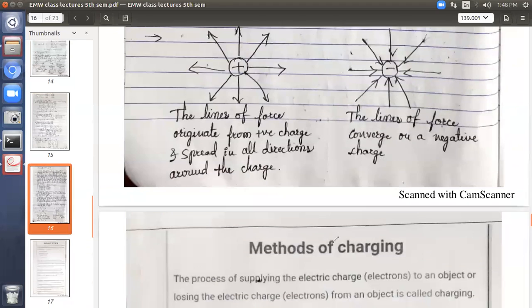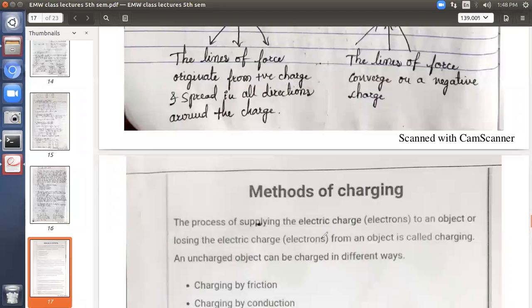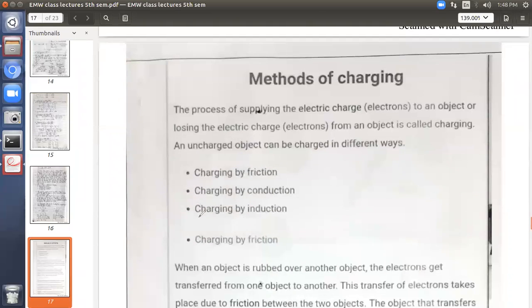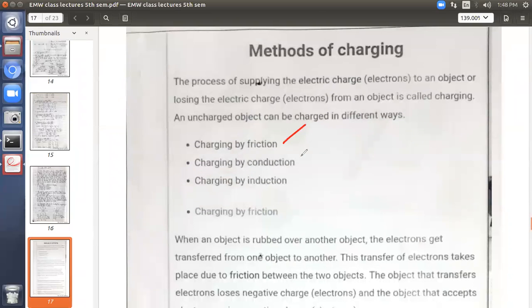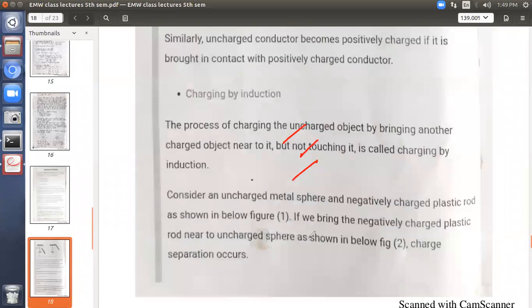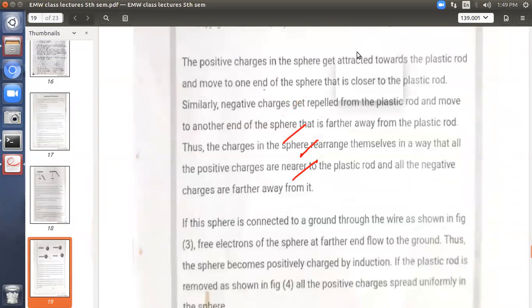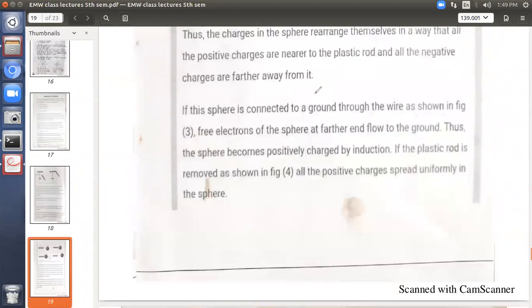These are the methods of charging. I'll share the document with you. Please go through this document. I have taken this from the internet. The three different methods of charging, the details with examples, have been given here. You can please read it, how the experiments have been done for all these three different methods.